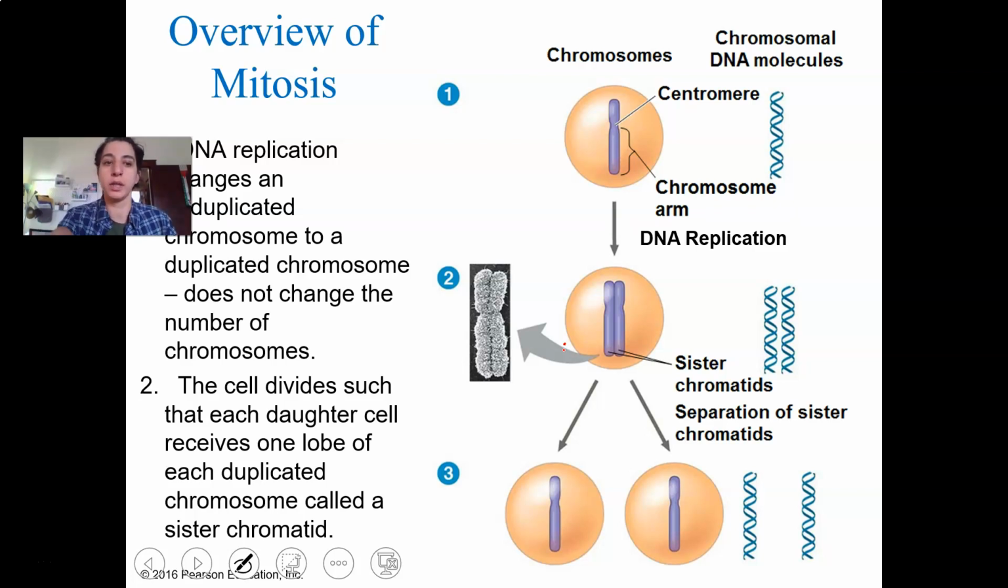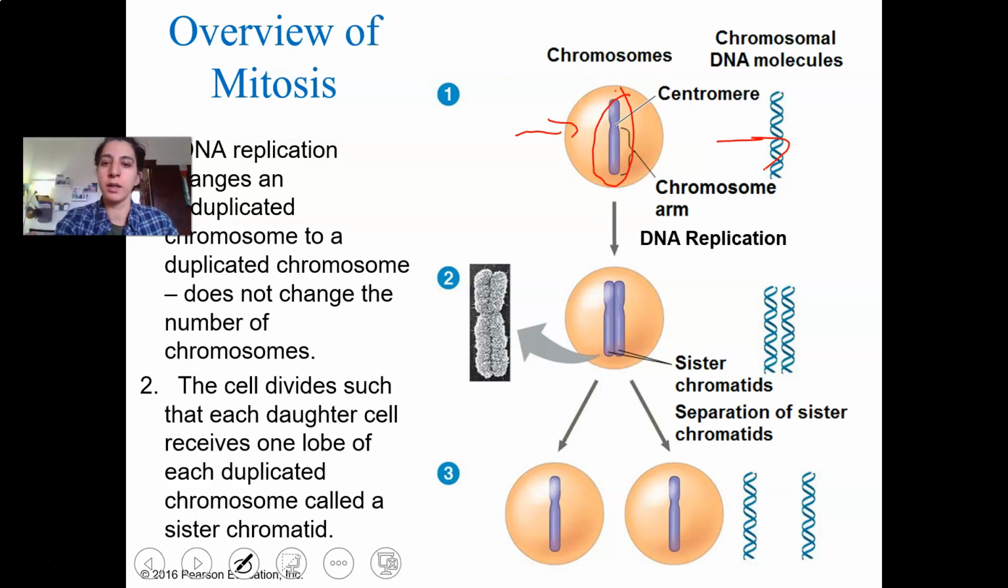Okay, so if you look here, we start with a cell where this is just representing one cell, right? But keep in mind, you have 46 chromosomes. It's a lot more confusing. If you watch all of the videos on mitosis, we cut down the number of chromosomes just to make it simpler, right? So you have one chromosome there. It is not duplicated, right? It's just a regular old chromosome.